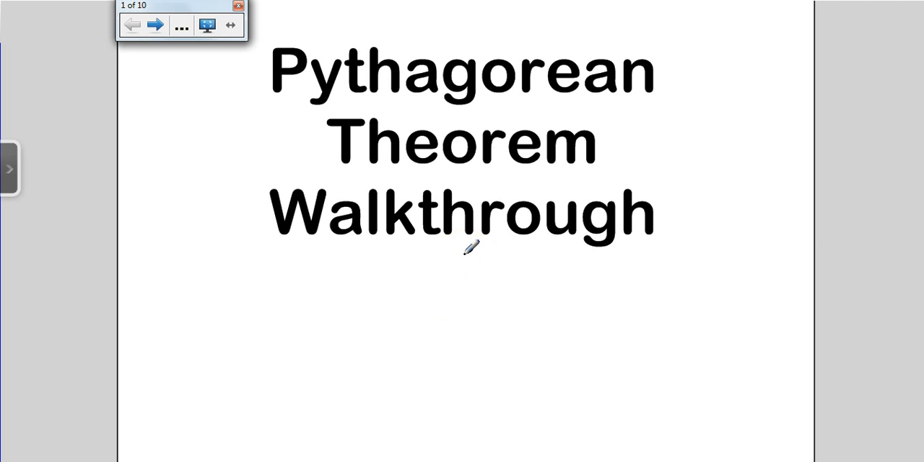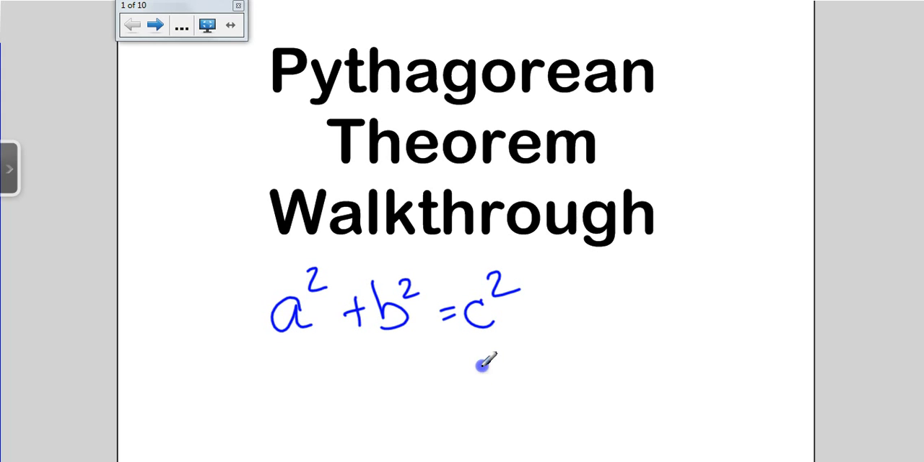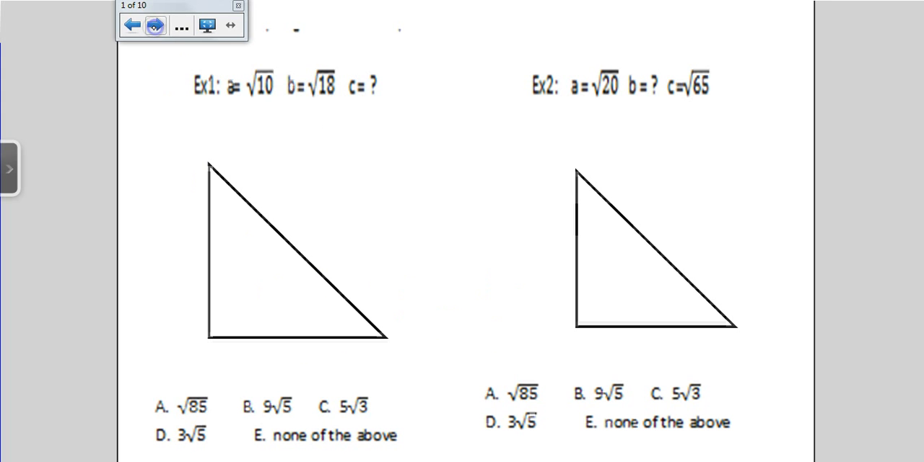So our lesson on Pythagorean theorem is going to have a little bit of a twist from what we normally would see with Pythagorean theorem. Now I know that all of you remember Pythagorean theorem is a squared plus b squared equals c squared, and it applies to right triangles. And the a and the b are the two legs of the triangle, and the c is the hypotenuse.